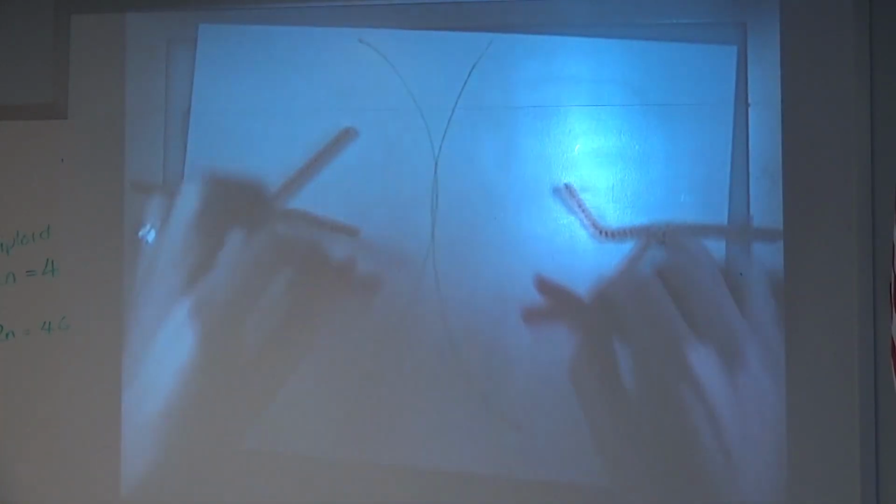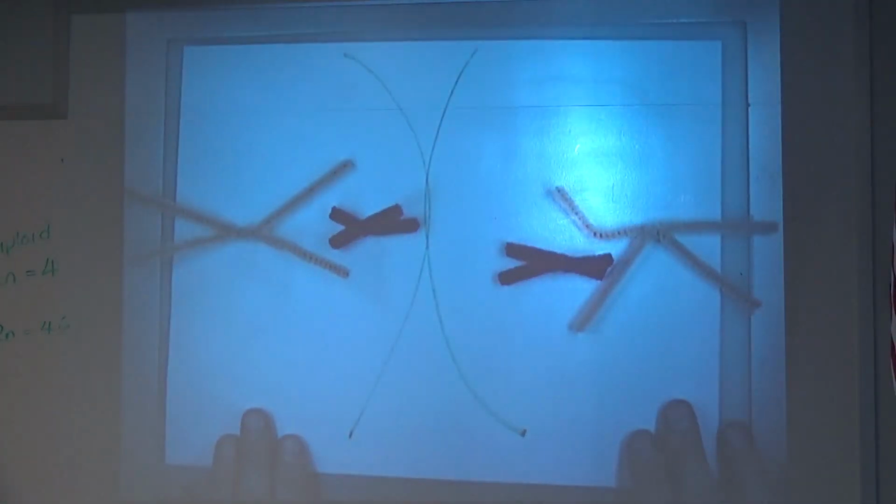Metaphase 2. What do you think I'm going to do in metaphase 2? Once again, line these guys up at the middle. That's metaphase 2 right there.